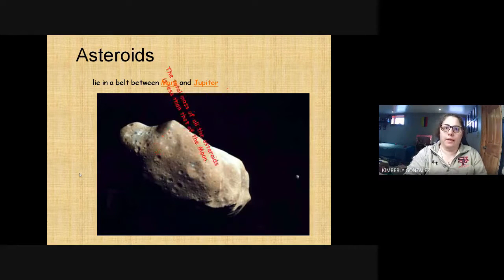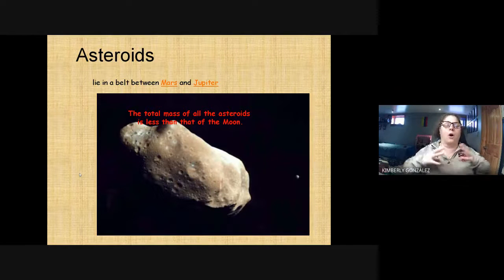When you are looking at them, you're going to realize that the total mass of all of those asteroids is actually less than our moon. Whenever they refer to the moon, they're referring to the Earth's moon, okay? So the entire mass of all of the asteroids is going to be less than that of the moon itself, okay?